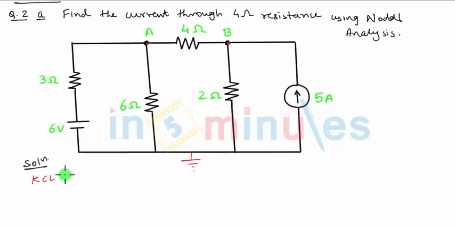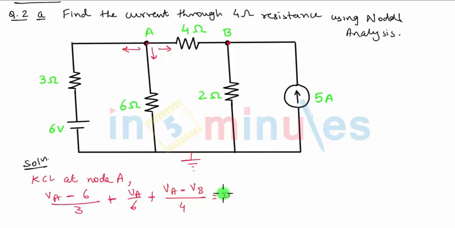So let us start with KCL at node A. I'll assume all the outgoing currents, and according to KCL, the sum of all the outgoing currents should be equal to sum of incoming currents. We have taken only the outgoing currents, so we'll add them and equate them to 0. So the first current in this particular branch is going to be VA, which is the node voltage, minus 6 divided by the resistance, which is equal to 3, plus the current in the middle branch is going to be equal to VA by 6, plus current towards node B, that means in the right hand side direction, will be VA minus VB upon 4, and this is equal to 0.